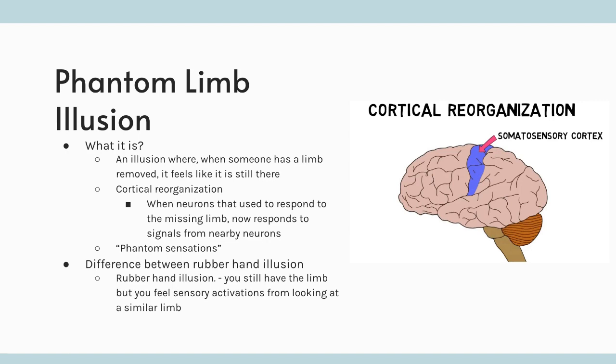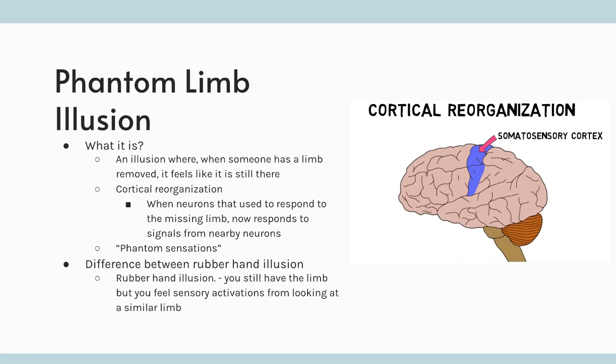This is an illusion where when someone has a limb removed, it feels like it is still there. A part of this is cortical reorganization. This is when neurons that used to respond to the missing limb now respond to signals from nearby neurons, the place the limb was connected to. This is associated with phantom sensations, which is when they feel the loss of the limb and it can cause physical pain. The difference between this and the rubber hand illusion is that in the rubber hand illusion, you still have the limb, but you feel sensory activations from looking at a similar limb.